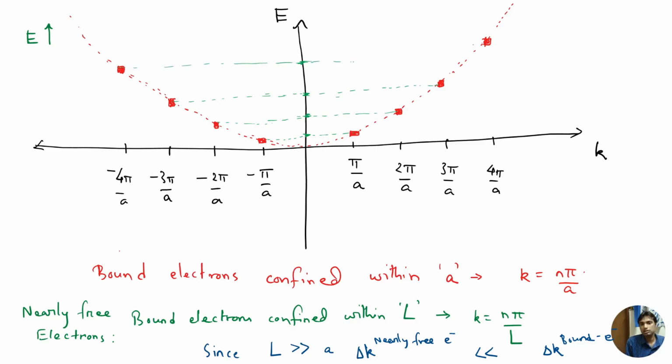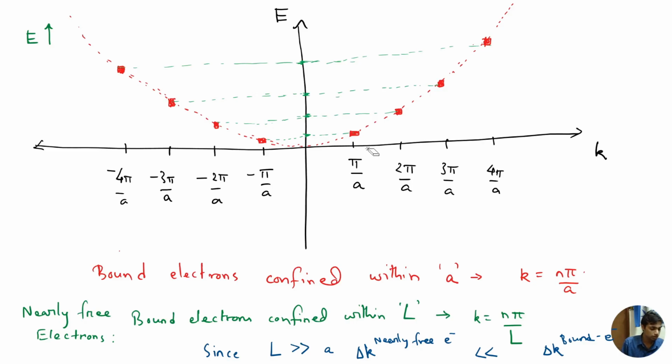So this is the energy that you have, and it is to be connected to this, and these are confined in the length scale within a. That means the value of k that you have is n pi over a. Now just imagine what will happen if you increase the value of a. As you increase the value of a, this gap will start decreasing, right?